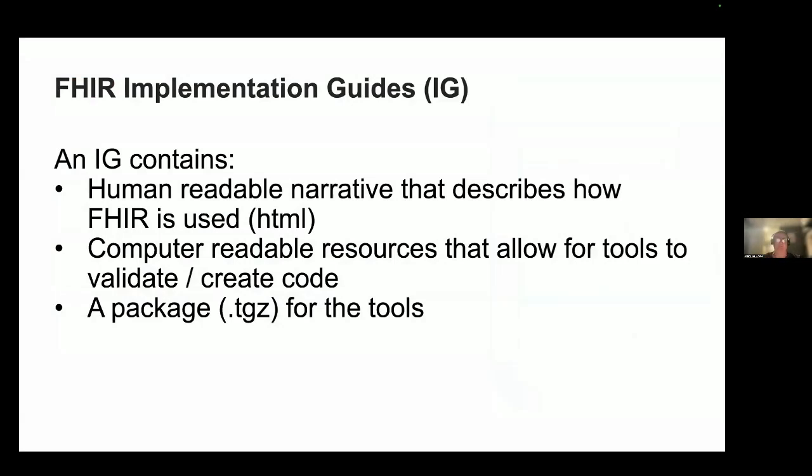They're kind of everywhere. An implementation guide is a publication that tells you about how to use FHIR to solve a particular problem. It contains human-readable narrative that describes how to use FHIR, and that's HTML that you use in the browser, and also has a set of computer-readable resources that allow for tools to create code or validate instances or put up an API or whatever. And there's a package that contains all those things for the tools.